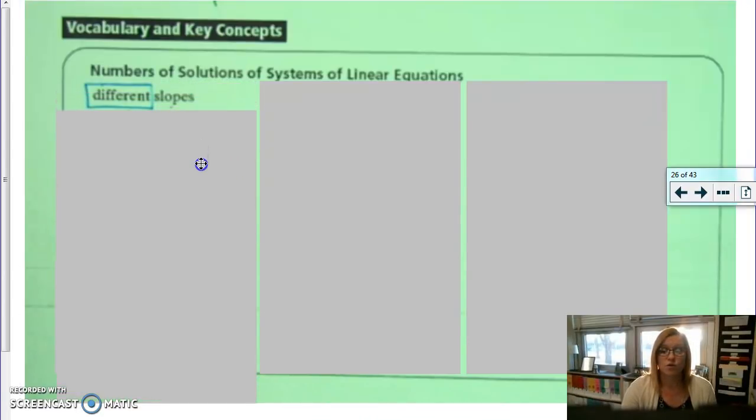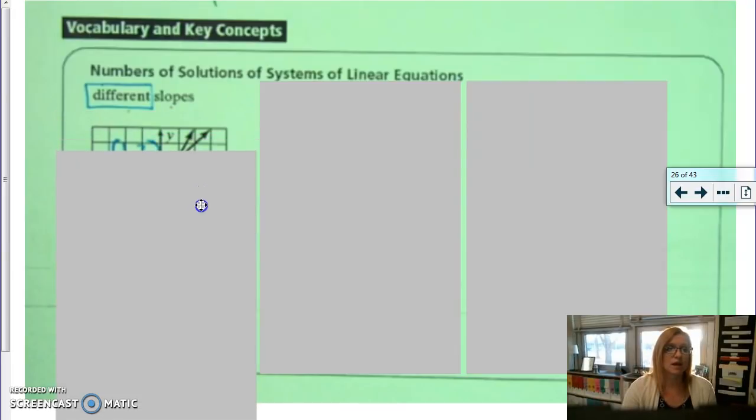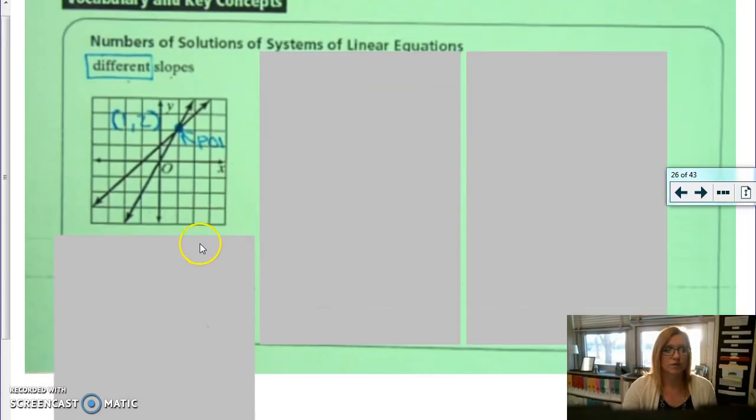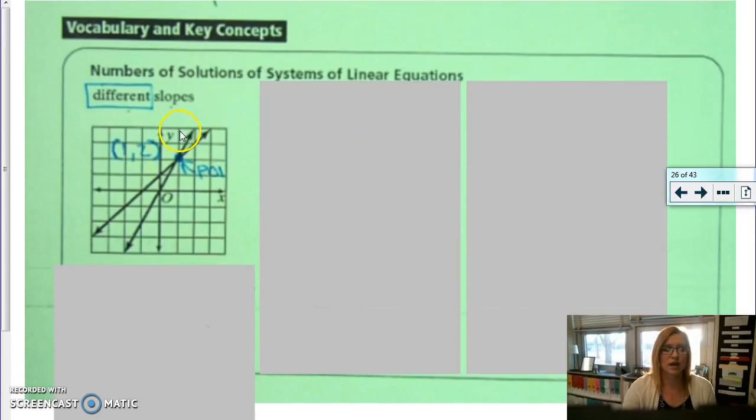So number of solutions. First of all, if you look at the equations, they should have different slopes. And if the equations have different slopes, the lines will intersect. And yesterday we talked about how that intersecting is called the point of intersection. I call it POI. So this point would be a solution to both lines. So the solution of this line would be (1, 2). Over 1, up 2, there's your solution.